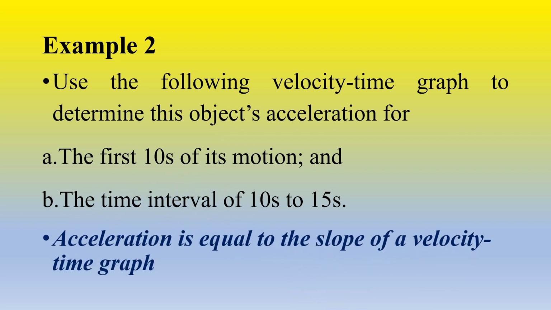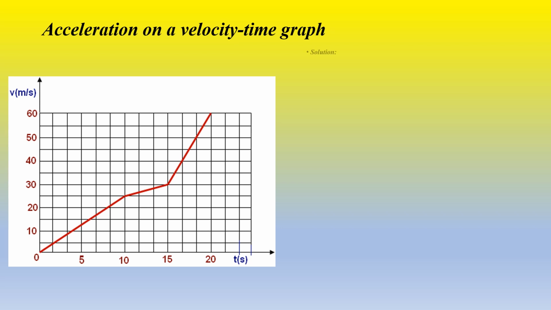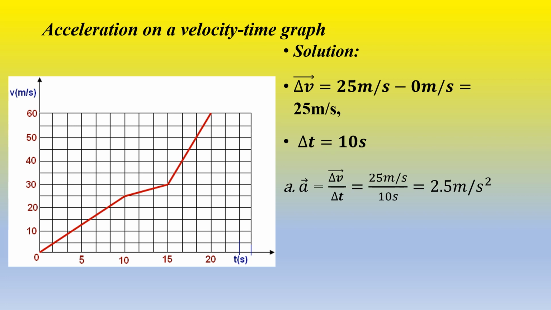Acceleration is equal to the slope of a velocity time graph. Acceleration on a velocity time graph. Solution. A. Change in velocity equals 25 meters per second minus 0 meters per second equals 25 meters per second. Change in time equals 10 seconds. Acceleration equals change in velocity over change in time. This equals 25 meters per second over 10 seconds equals 2.5 meters per second squared.